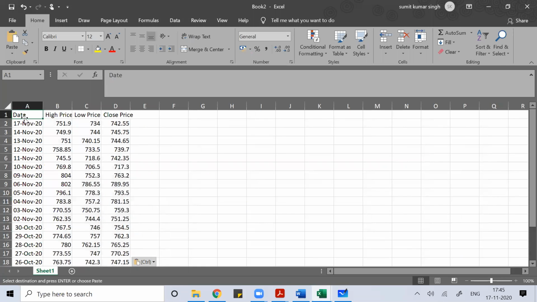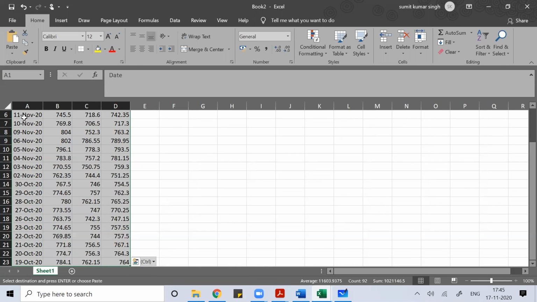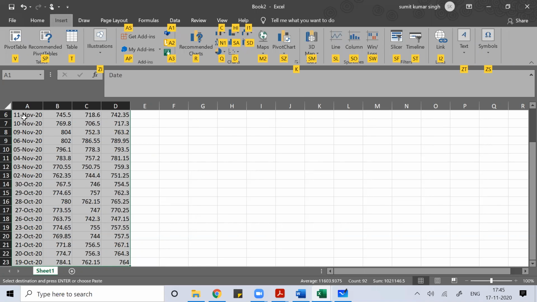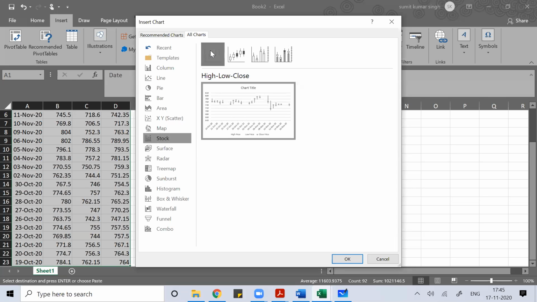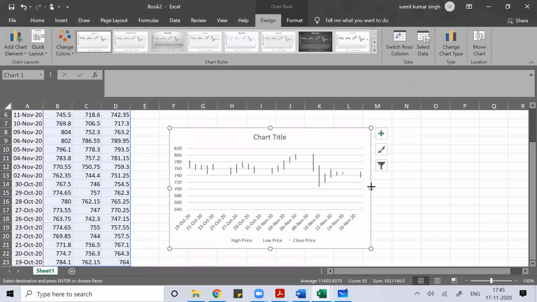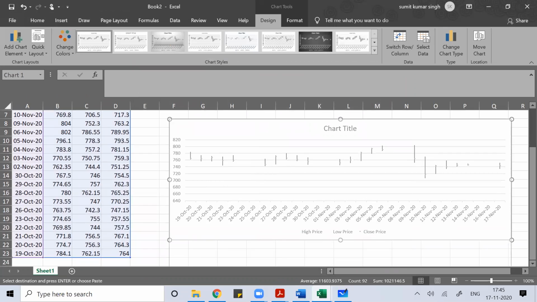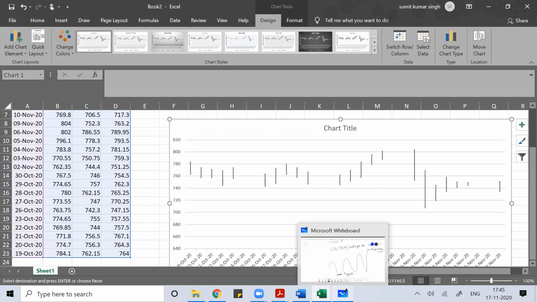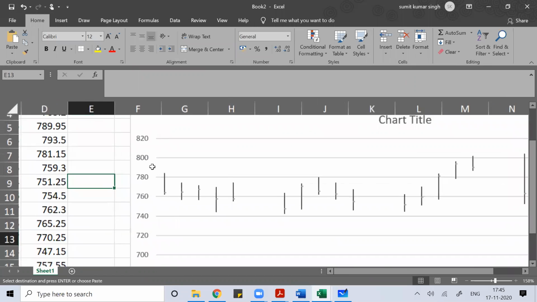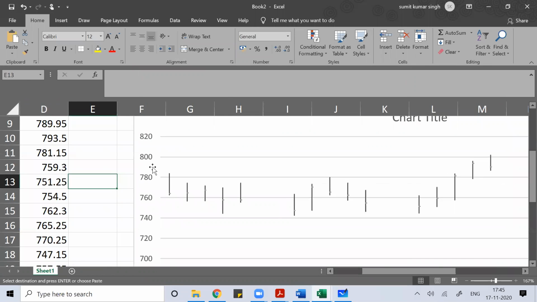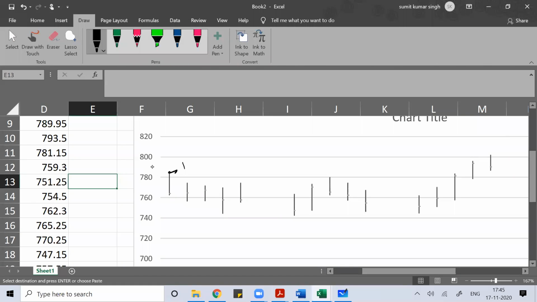Put it here, and select this data. Then go to stock, and choose high, low, close. So you can see this is again a diagram. The upper end is the highest price, this is the lowest price, and this is the closing price.